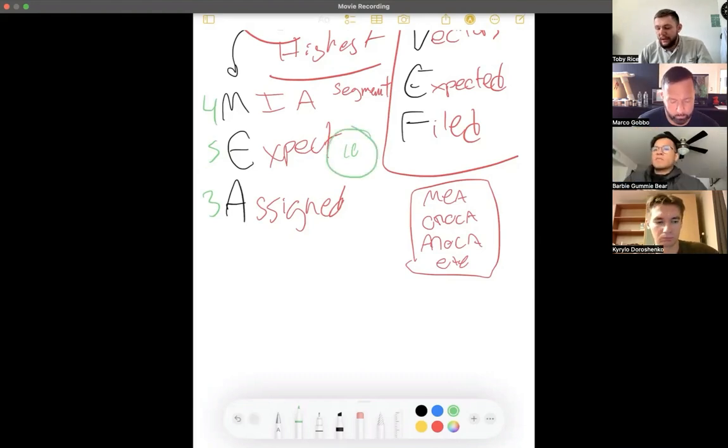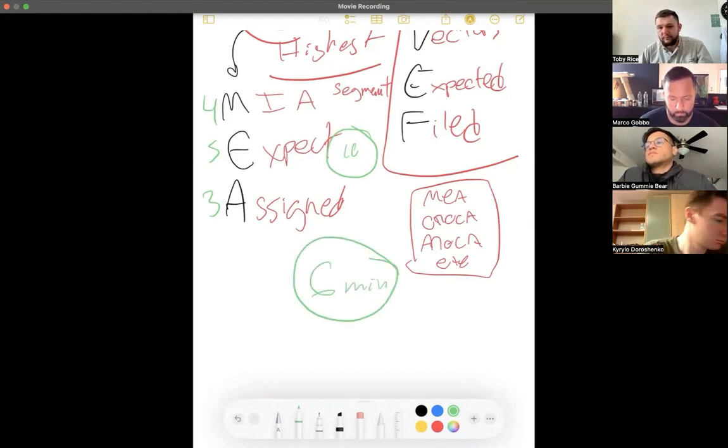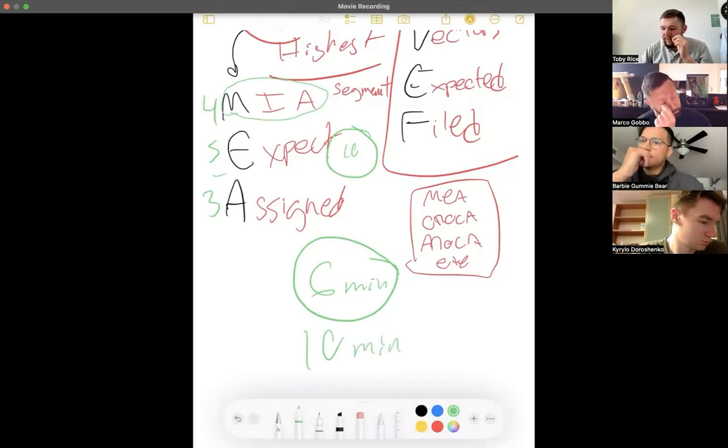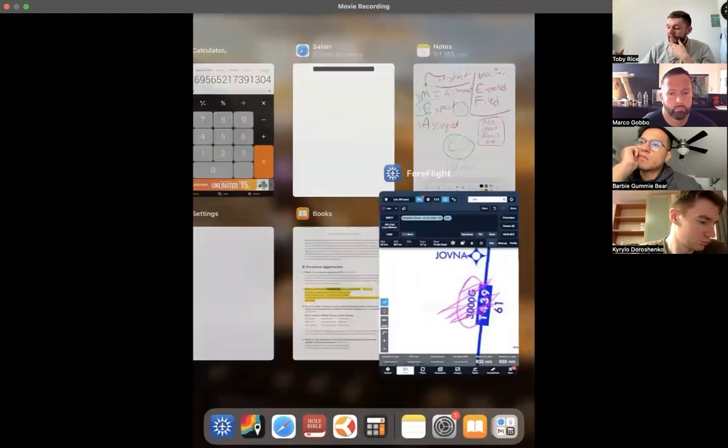What time is it though? Let's say we lose comms 6 minutes after departure and we're maintaining 3,000. What altitude do we go to if we lose comms 6 minutes after departure? We go to 4,000, because the minimum IFR altitude in our segment of flight is 4,000. Now, what happens when we hit 10 minutes? 5,000. We go up to 5. That makes sense, right?